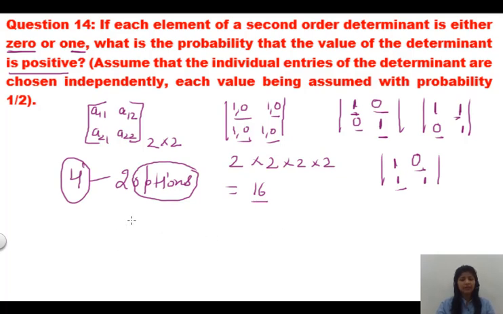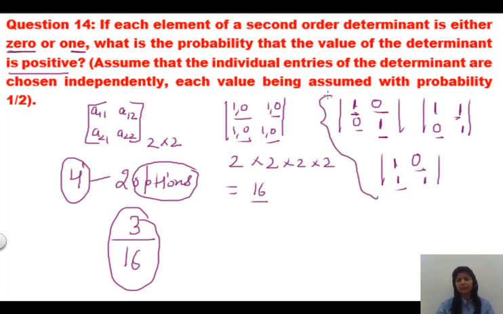Now how many are favorable to us? 3, and total is 16. So the probability will be 3 by 16. As you can see, these are the three favorable cases to us. These three. So the total probability is 3 by 16. I hope this is clear.